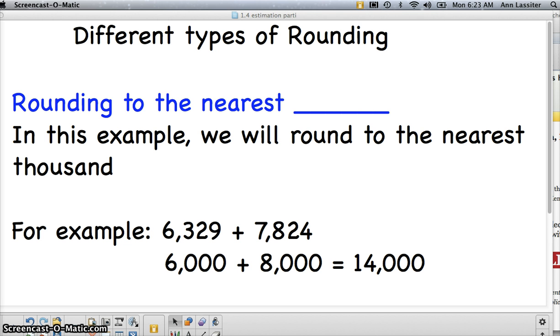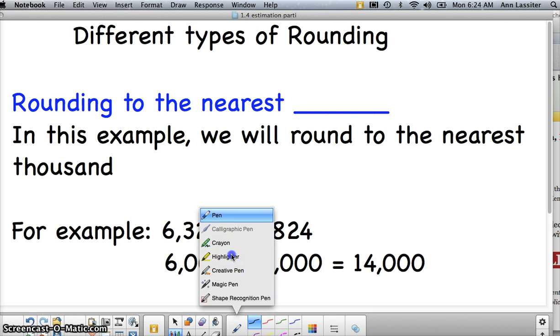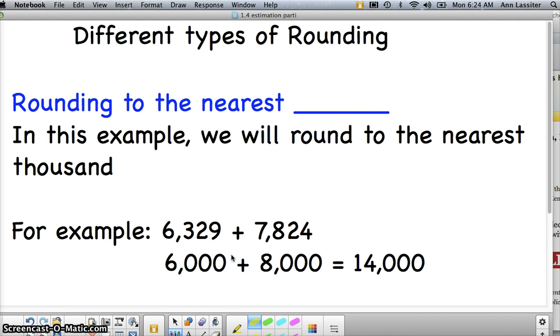In this example, if I ask you to round to the nearest thousand, you would take each number, the 6,329 and the 7,824. Since we're rounding to the nearest thousands place, we look one space to the right, and it's a 3. If it's 4 and below, let it go. So that would round to 6,000.